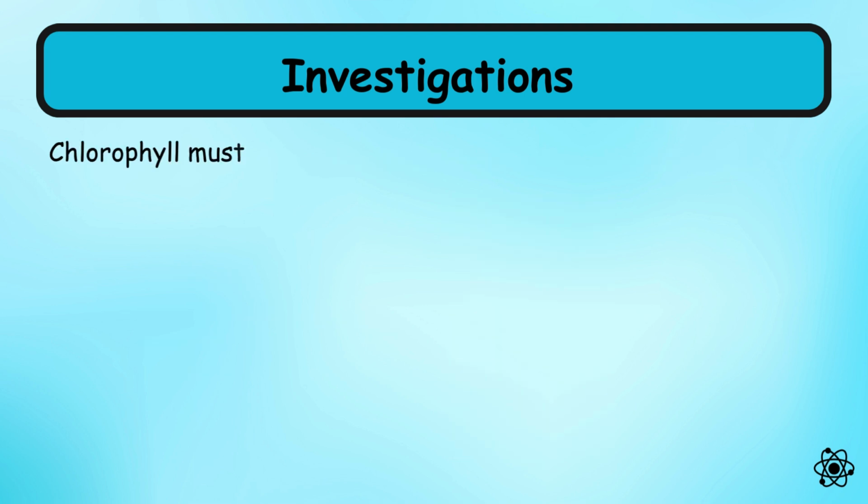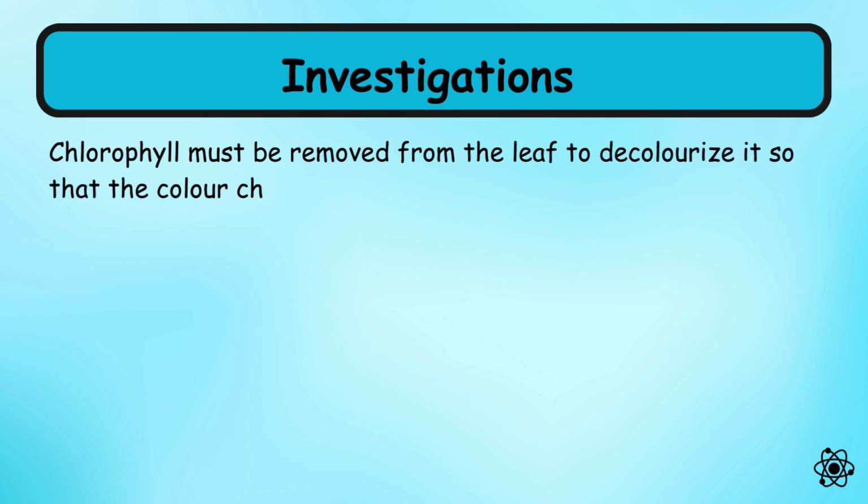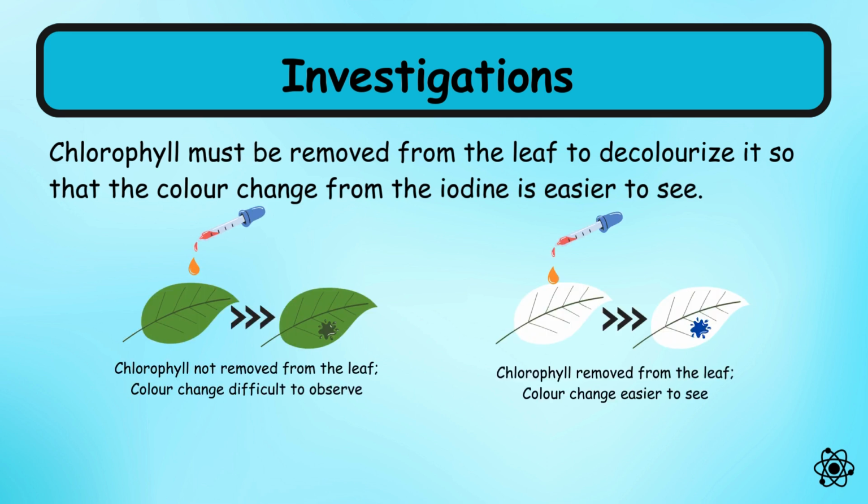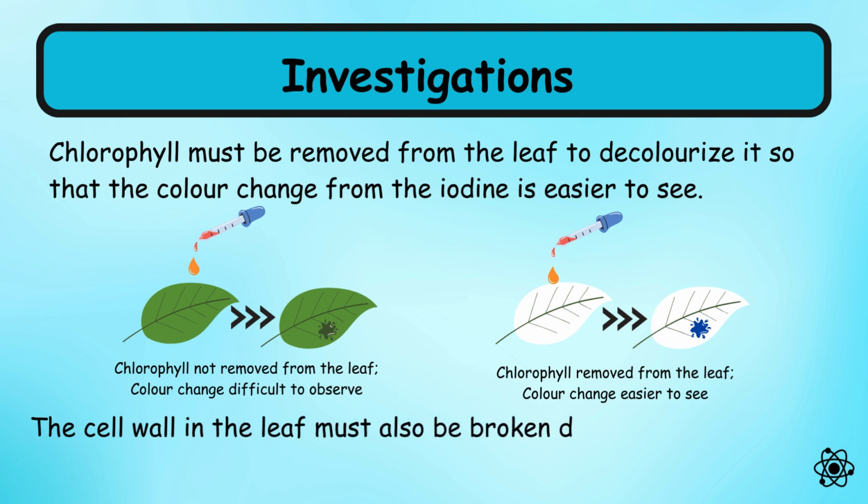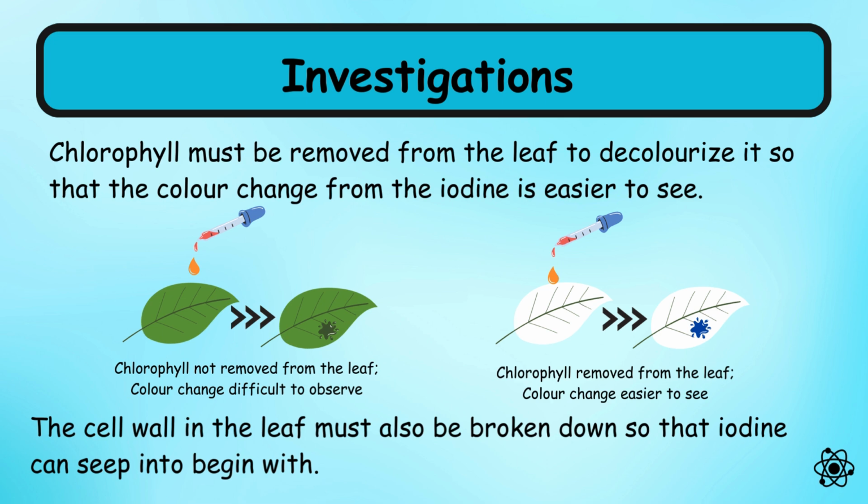Next, we need to remove the chlorophyll to decolorize the leaf so that the color change from iodine is easier to see. As shown in the illustration, the color change is easier to determine when the chlorophyll is removed from the leaf. Also, we can't just add iodine onto a fresh leaf and expect results. First of all, we need to break the leaf so that the iodine can seep in to begin with.